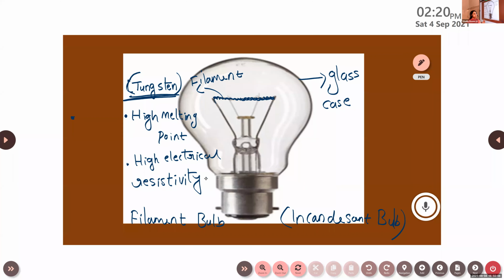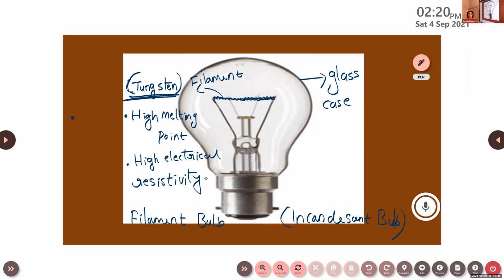So here is the incandescent bulb, which consists of a glass case. Inside this glass case, you can see a filament. The filament is made up of a strong metal called tungsten. The function of the filament is that whenever it becomes too hot, only then does it produce a large amount of light, or emit a brighter light to the outside. It dissipates a brighter light.